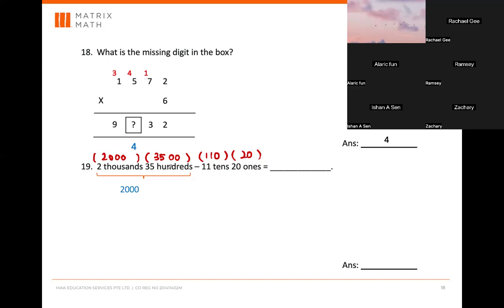So it will be 2,000 plus the 3,500. Okay, so if you didn't see the hundreds, you just put 35, you get it wrong. So 2,000 plus the 3,500 will give you 5,500. You minus away 11 tens. Okay, so 11 tens is 110 and 20 ones will give you 130. 5,500 minus 130 will give you 5,370. So a student has to be very careful when you're doing these type of questions.